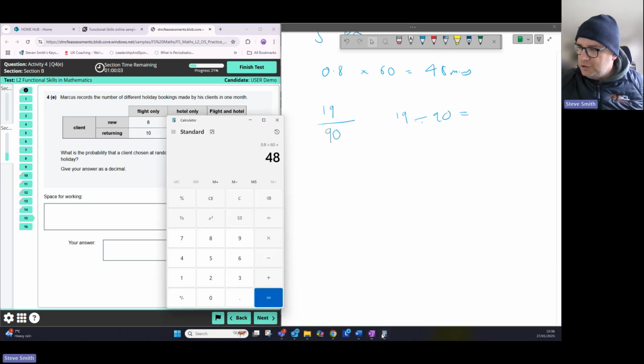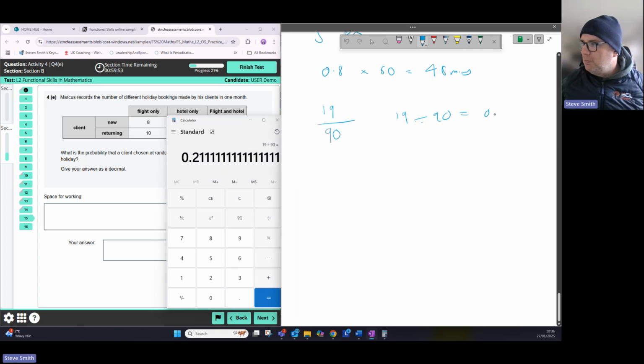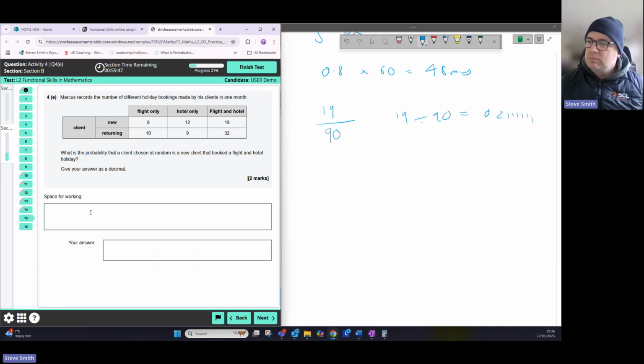And if we wanted to do a percentage, we'd then just times that by 100, but it doesn't ask for that. It says 19 divided by 90 equals 0.21111. That's 0.2111111 forever. Okay. Your answer is the decimal.